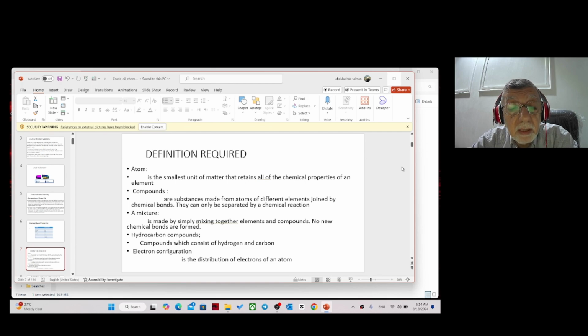So what is a mixture? A mixture is made by simply mixing together elements and compounds. No new chemical bonds are formed. If we mix two or three elements together but there is no chemical reaction, we call that a mixture. A hydrocarbon compound is a compound which consists of hydrogen and carbon only. Now what do we mean by electron configuration? Electron configuration is the distribution of electrons of an atom in the shells: the first shell, second shell, third shell, and so on, and the level of energy.